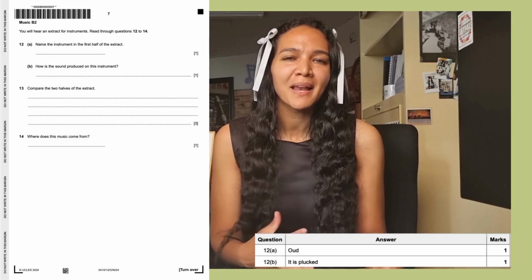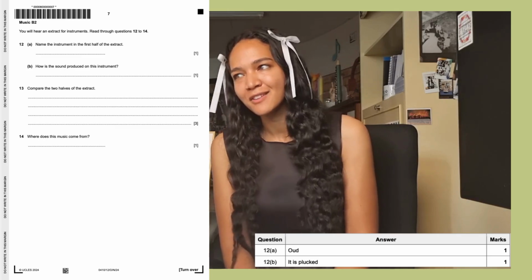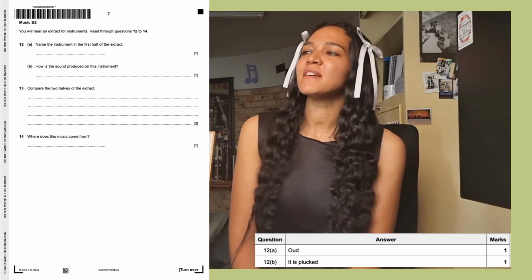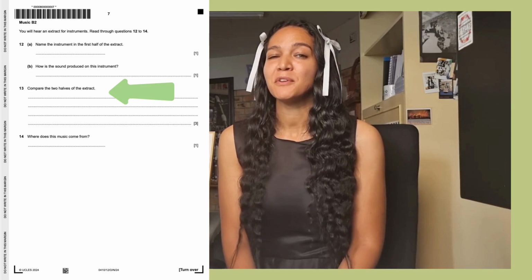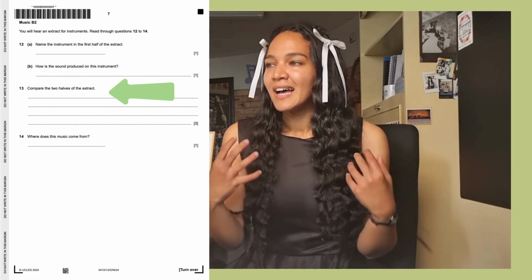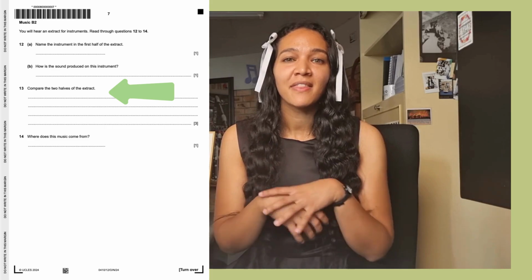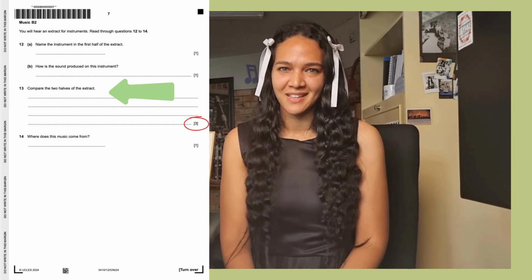Now, how do we produce sound on the oud? Well, of course, it is plucked. And if you didn't know that, you can definitely hear it. So plucked would give you your mark there. So we just haven't answered question 13. What I'm going to do is play the extract again, and then we can answer the comparison question on the two halves of the extract. How do they differ from one another? And we need to give 3 facts for 3 marks there. Music B2, second playing.